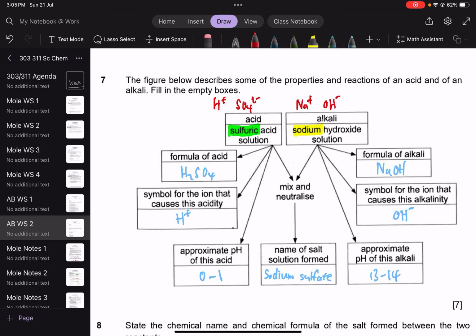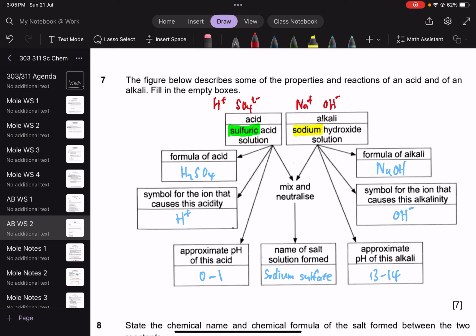Now let's move on to question 7, where you are required to fill this flowchart. So let's look at the sulfuric acid portion first. Sulfuric acid contains these two ions, H+ and SO4 2-. So the formula of the acid should be H2SO4. And the symbol for the ion that causes this acidity is the H+ ion. Sulfuric acid is also a strong acid that is able to completely ionize in water. Hence the pH should be at a very low range of 0 to 1.